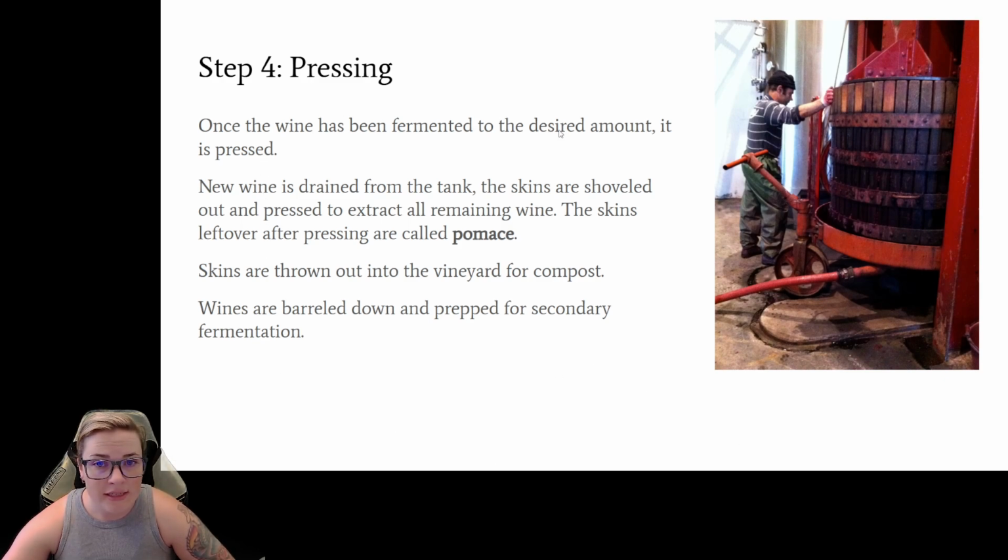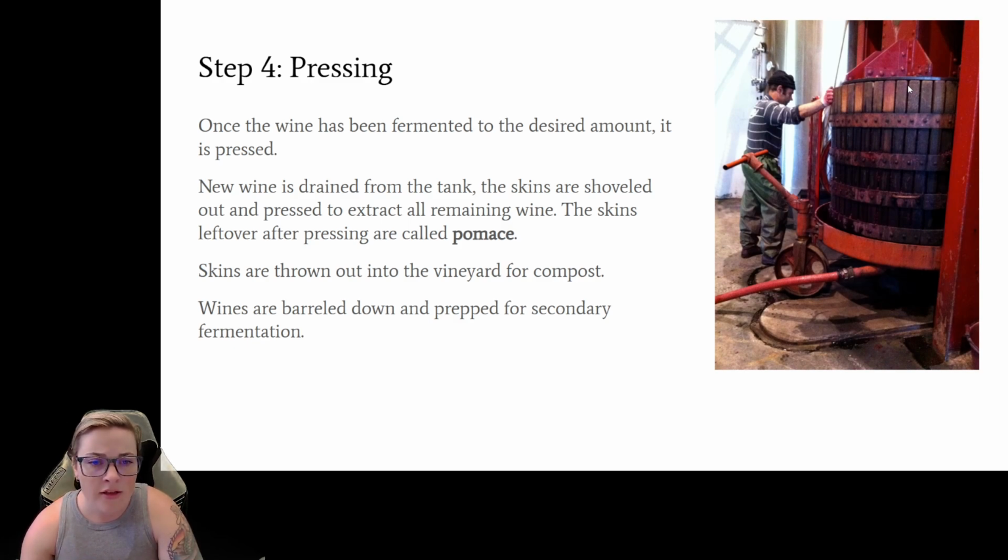Okay, next is pressing. So once all of that yeast converts all of your sugar into alcohol, then it's time to take that wine to the next step, right? So we have newly fermented wine. We drain that wine from the tank, and then we shovel out all those skins, and we load it into a press. This is a very old-fashioned basket press. It's very large, right? So all the skins that are shoveled out of the tank are inside of these wood planks. And then there's this massive flat piece of metal that will be pushed down, and it will squeeze out all the rest of that wine from those skins, right?